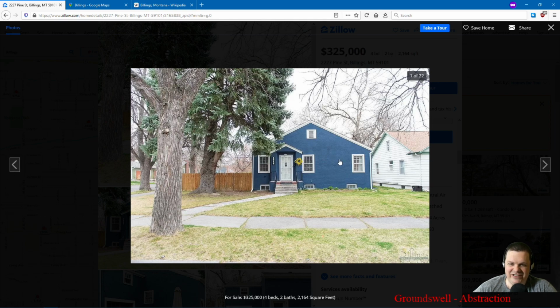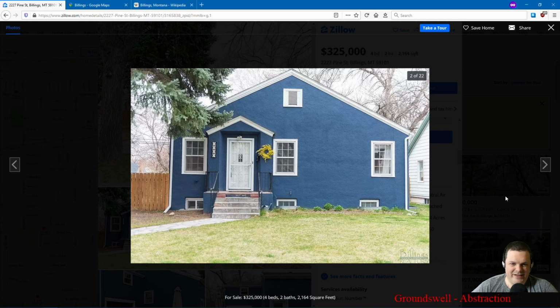Blue is an interesting choice, but it looks like it might be stucco, doesn't it? Which seems weird for Billings, but you never know. This place next door has got what looks like old wood siding. It hasn't been updated to vinyl. You know, the landscaping could use some attention. It is stucco. It's stucco that's been painted blue.